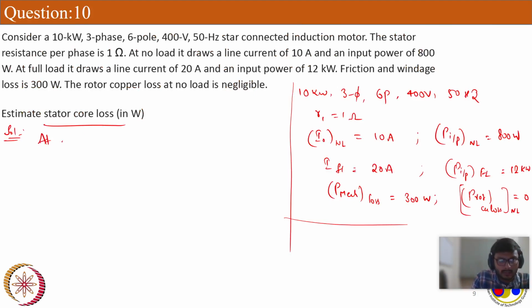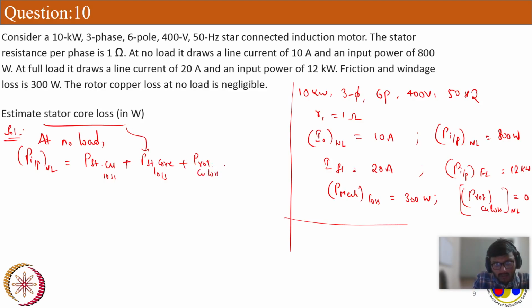Now I will write just the expression at no load: P input no load is equal to P stator copper loss plus P stator core loss. That's what was asked here. And on the rotor side we have rotor copper loss and P mechanical loss. So do you know the stator copper loss? Stator copper loss is 3 I squared R1, right, exactly. Now we are provided with stator copper. So here the equivalent circuit, see, R1, X1, like this it will be.